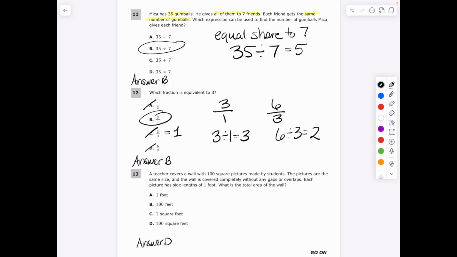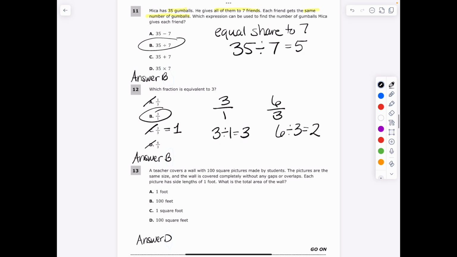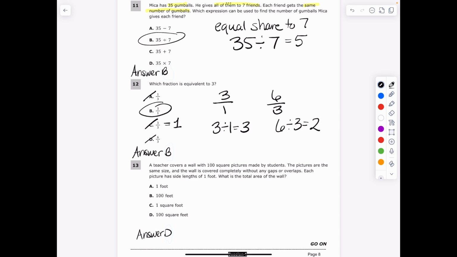And let's look at 13. A teacher covers a wall with 100 square pictures. So that's important, that they're square pictures. So automatically I'm thinking area because I have square units here. The pictures are the same size and the wall is covered completely, with no gaps or overlaps. Each picture has a side length of 1 foot. So if I'm thinking about each picture, 1 by 1 foot, each area is 1 square foot.